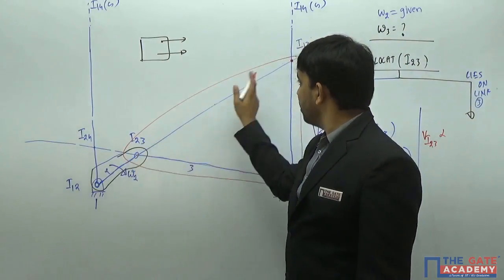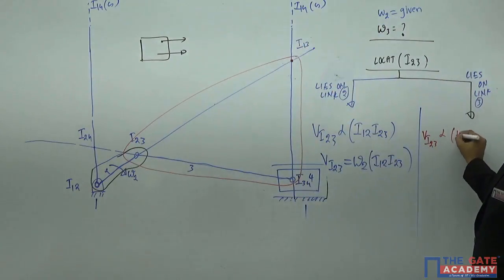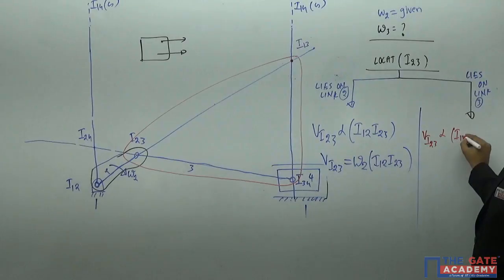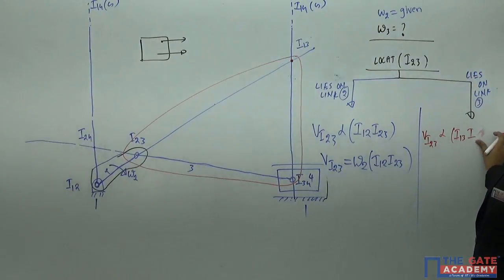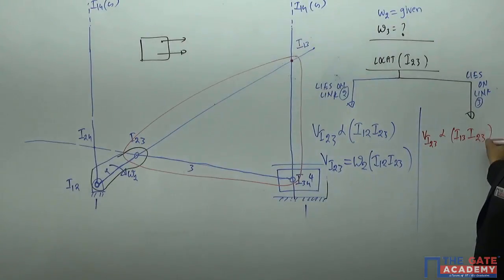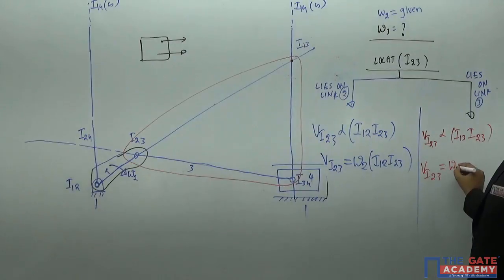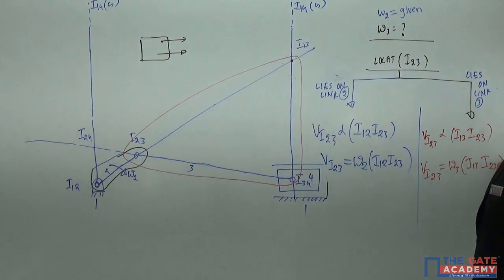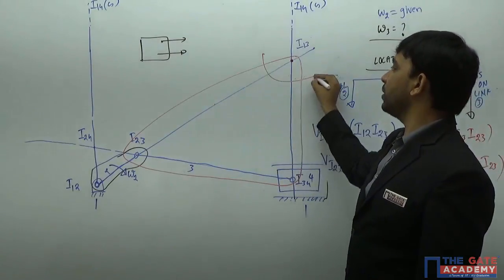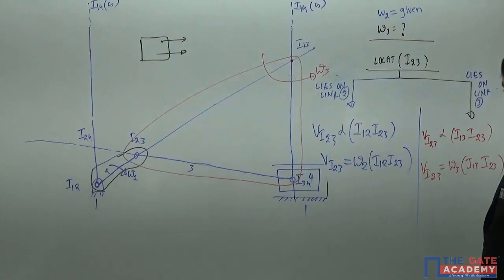The velocity of I23 is directly proportional to its distance from the center of rotation. The center of rotation is I13, and the point where I want to find the velocity is I23. I can write like this: the velocity of I23 is equal to omega 3 times I13 to I23. I am assuming the angular velocity of link 3 is some omega 3, I don't know that. That's the variable I want to find.